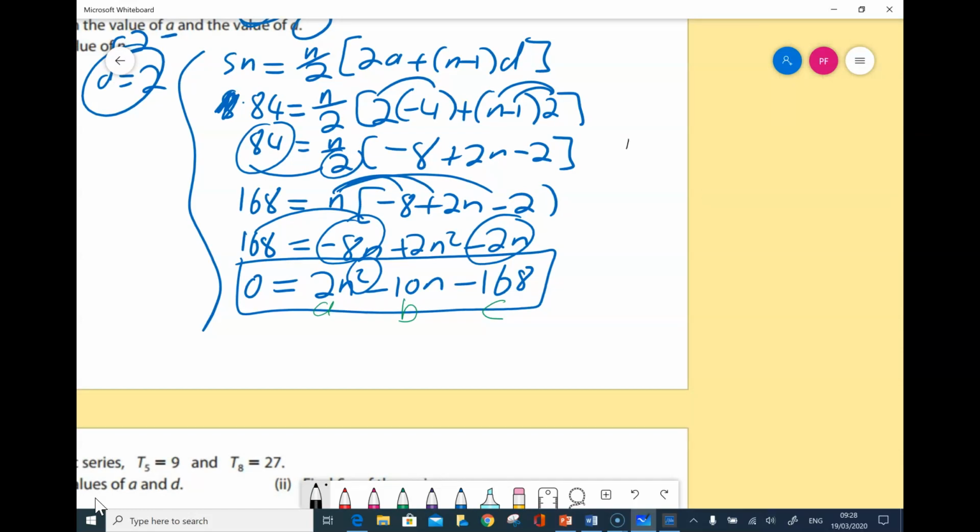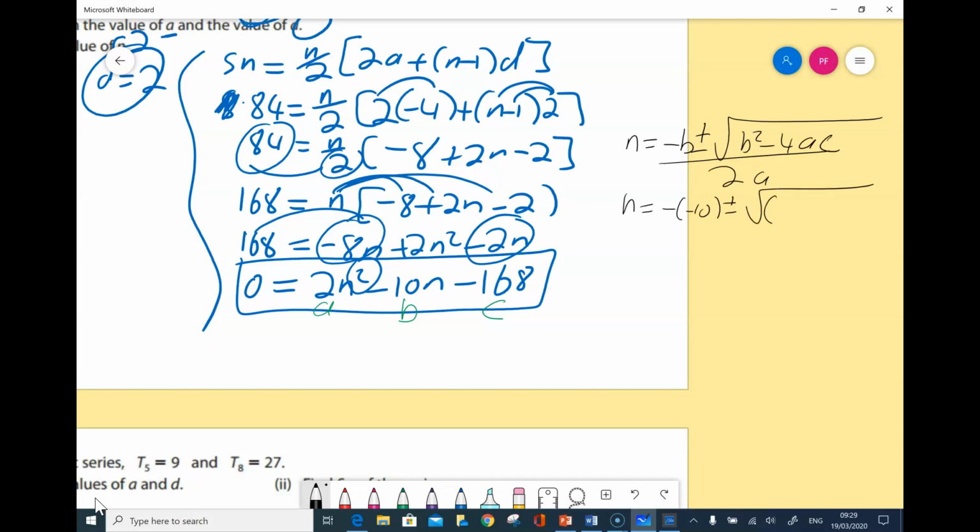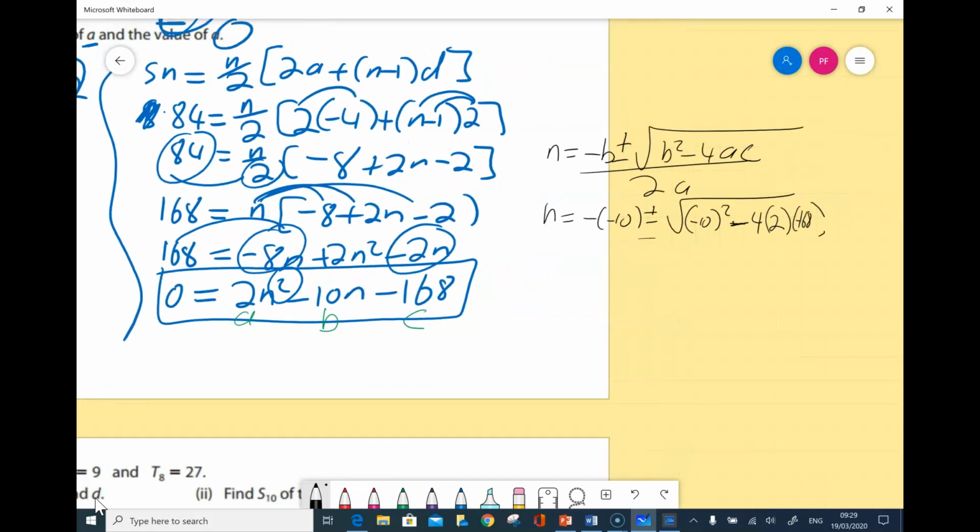So let's put those all into the minus b formula. So remember, n in this case is minus b plus or minus the square root of b squared minus 4ac, all over 2a. So n is equal to minus minus 10 plus or minus the square root of b squared, so minus 10 squared, minus 4 times a, which is 2, times c, which is minus 168, all over 2 times 2. So n is equal to 10 plus or minus.